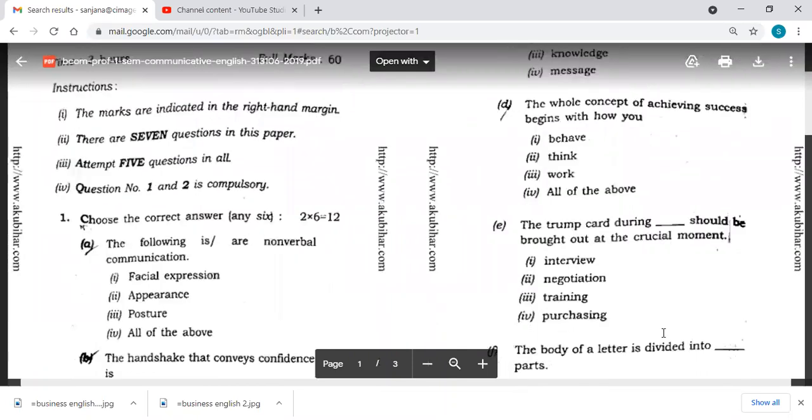Now quickly read E and tell me the answer. The trump card during dash should be brought out at the crucial moment. What is the meaning of crucial moment?